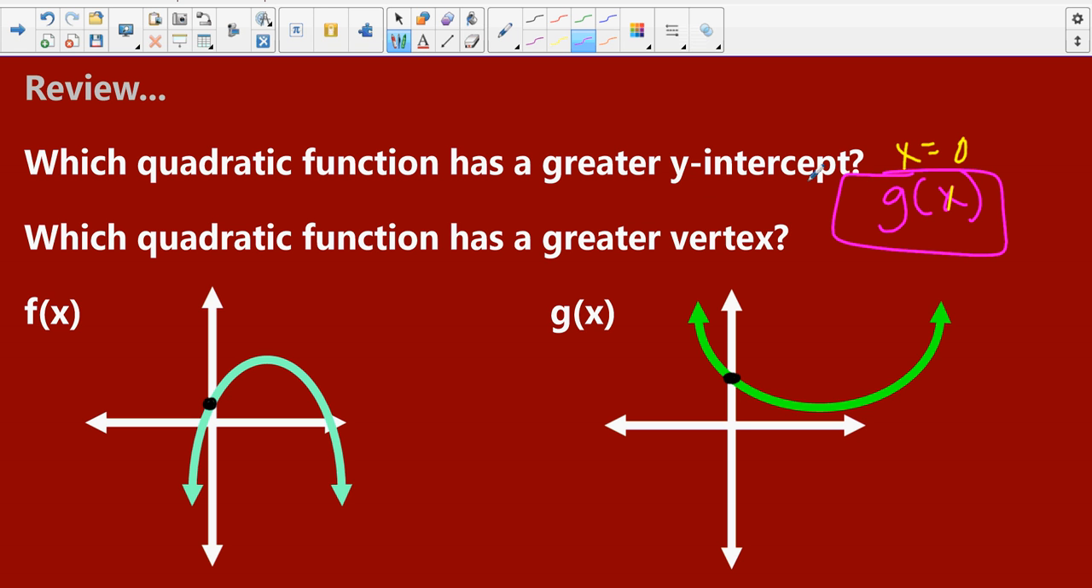Okay, which quadratic function has the greater vertex? Well, if you look, f of x has a vertex up here, g of x has a vertex down here. Here they're just talking about the greater vertex, so we want to focus on that y value. So your y value of f of x is going to be higher than your y value of g of x. So in this case, f of x would be your answer. These are the types of questions we're going to go through today. We're just going to analyze some functions and compare different parts of them: y-intercepts, coordinates, stuff like that.